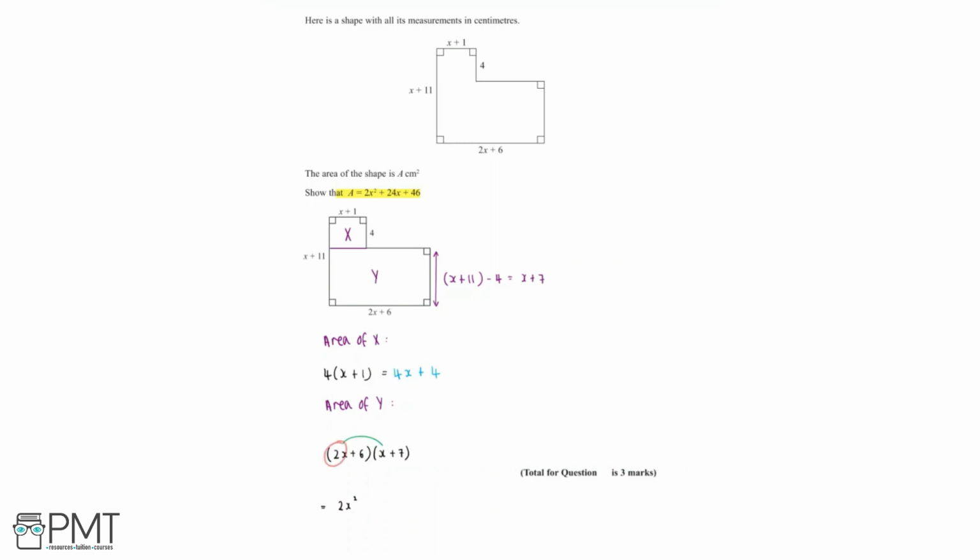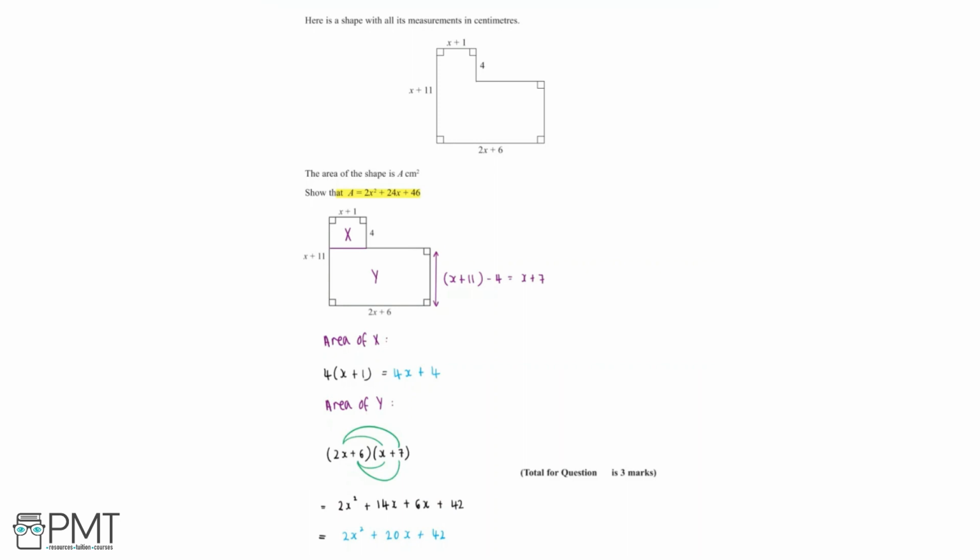Next, we want to find 2x multiplied by 7, which is equal to 14x. We then have 6 multiplied by x, which is equal to 6x. And finally, we do 6 multiplied by 7, which is equal to 42. Now we can simplify this further, because 14x plus 6x is equal to 20x. And so we've now found that the area of rectangle X is equal to 4x plus 4, and the area of rectangle Y is equal to 2x squared plus 20x plus 42.